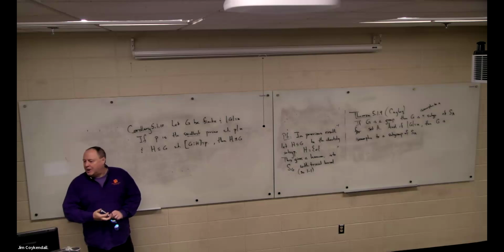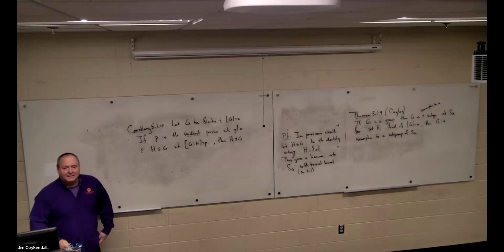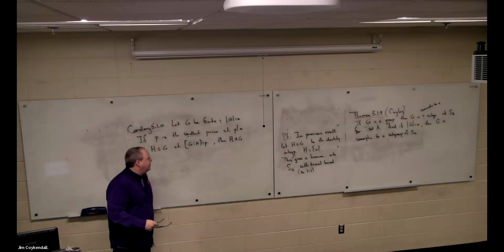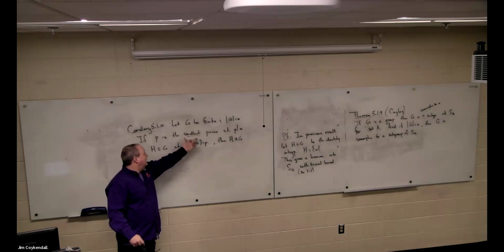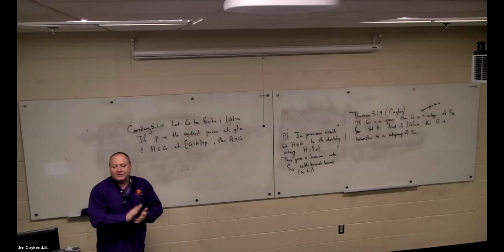What is the smallest prime of them all? Somebody answer me that. 2. A corollary to the corollary is if you have a subgroup of index 2, it's normal. Because if there's a subgroup of index 2, then 2 is the smallest prime, so this automatically holds. So we'll see why this is true next time.